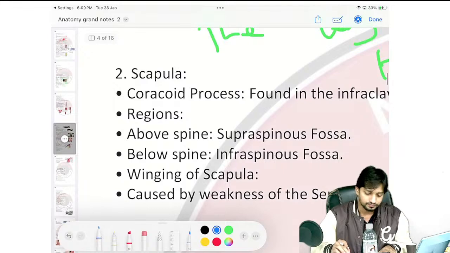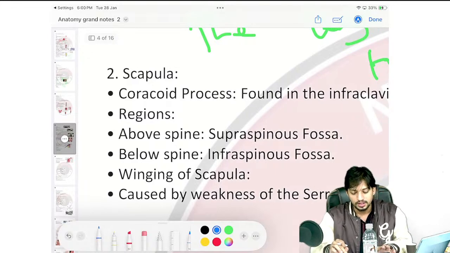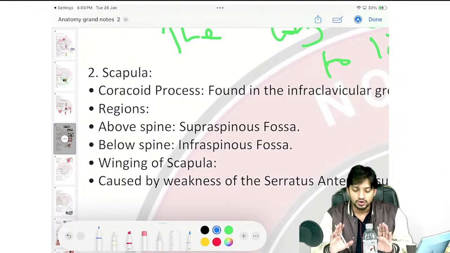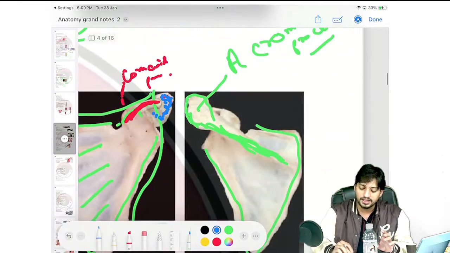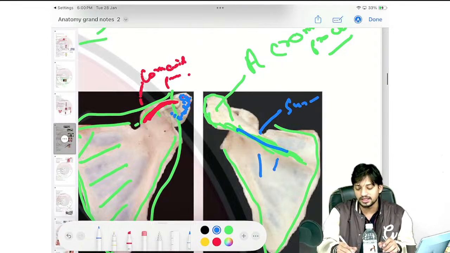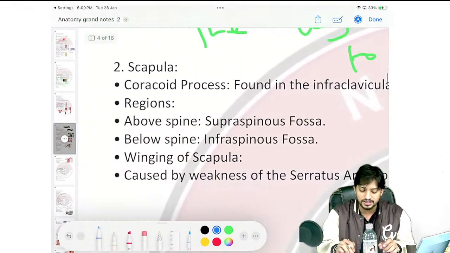Now what we are going to look at are the different regions in the scapula. Above the spine, the region will be called the supraspinatus. Below the spine, the region will be called the infraspinatus, right?